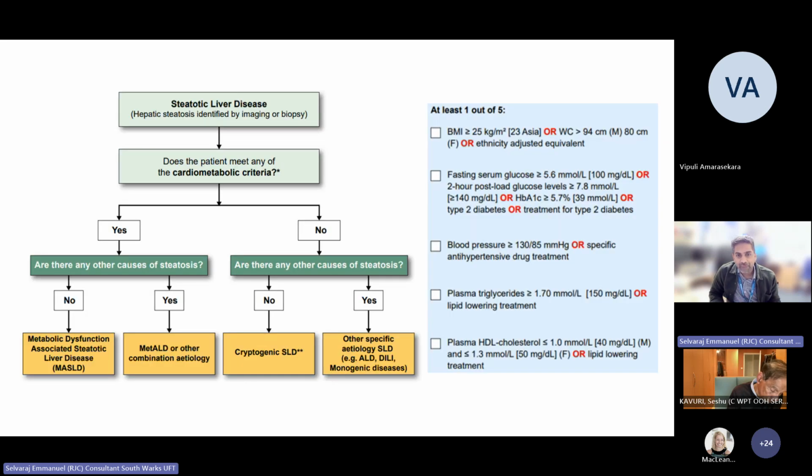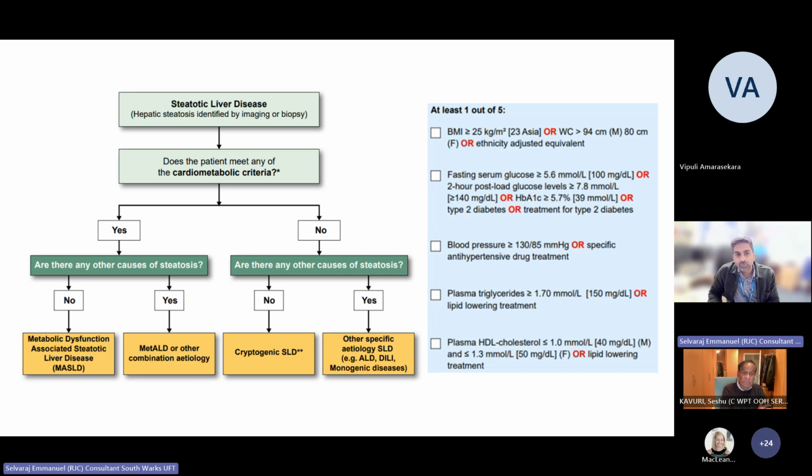So you need evidence that this patient has fatty liver, and that's usually an ultrasound scan that first alerts us to the possibility of this patient having fatty liver. And then we need to go through the table on the right-hand side. Do they meet any of these criteria for cardiometabolic syndrome? As you can see, a lot of other patients would meet at least one of these criteria. So therefore, by definition, they do have steatotic liver disease.